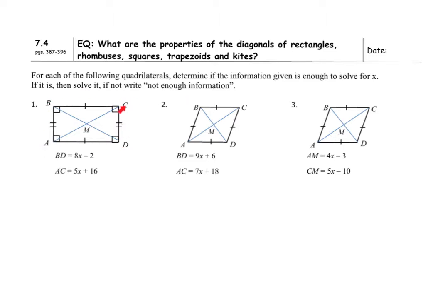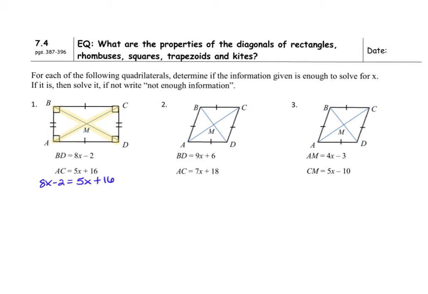So if we look here, we have a rectangle. Are these diagonals congruent? The diagonals of a rectangle are congruent. So we're given that BD, which is from here to here, is 8x minus 2, and AC, which is from here to here, is 5x plus 16. So because I know that these two are congruent, I have enough information to solve for x, and all I have to do is set those two expressions equal to each other.